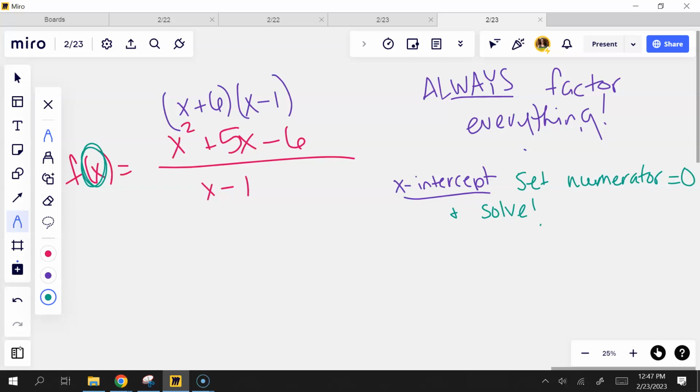So for this one, x plus 6 times x minus 1 equals 0. This one's crossing the x-axis twice. What are the two places? -6 and 1.